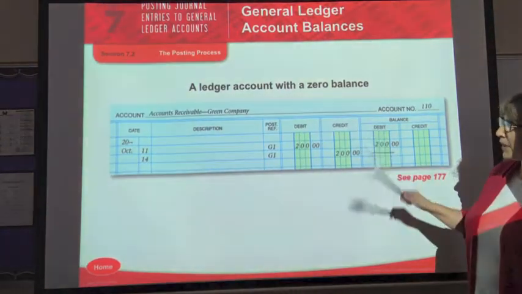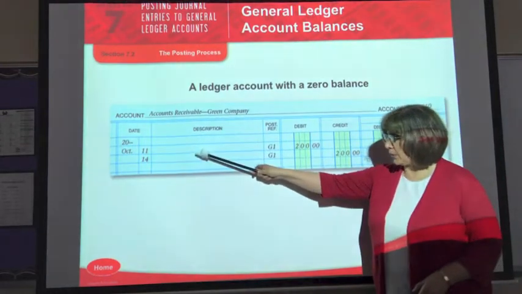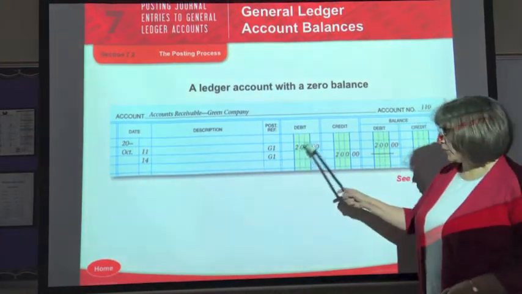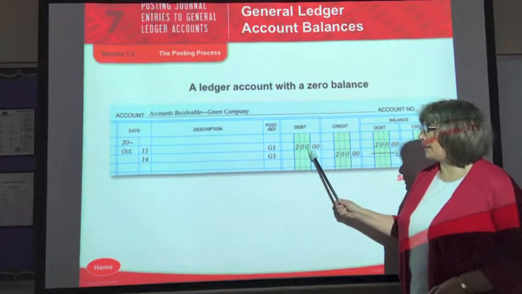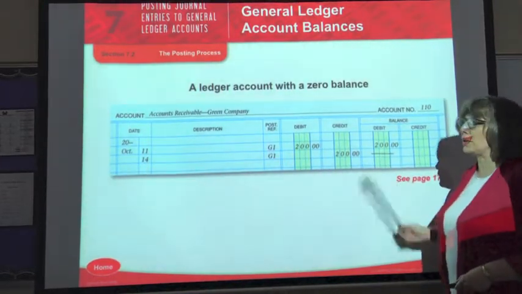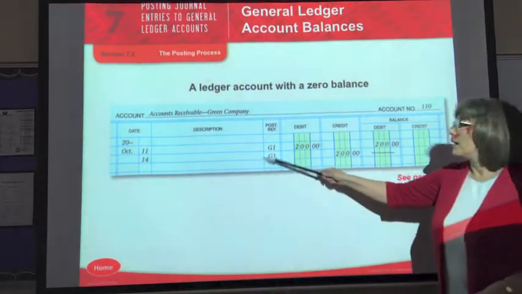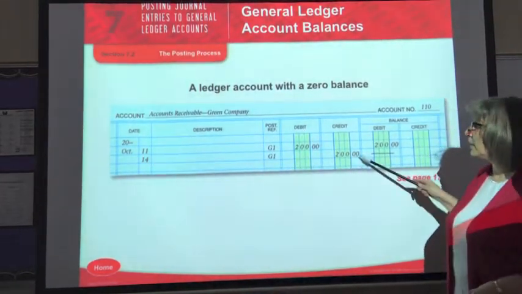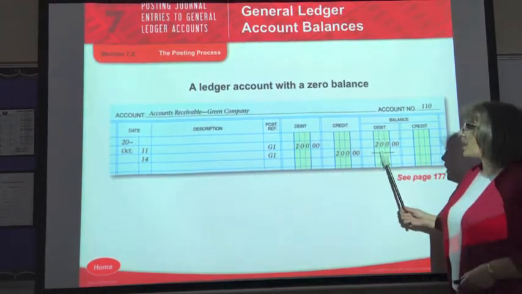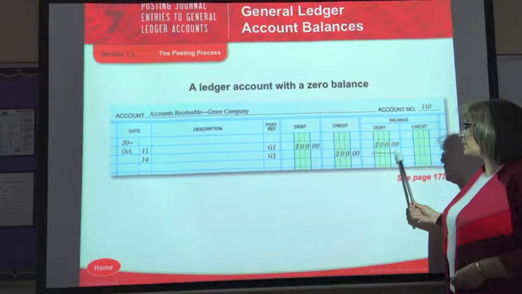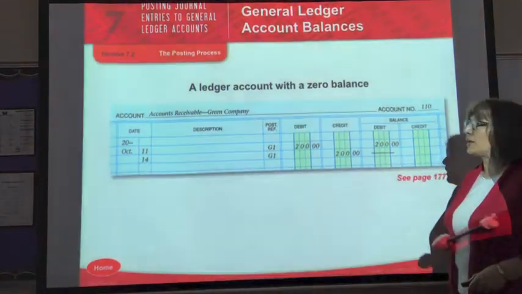Here's an example of a ledger account with a zero balance. So in accounts receivable, Green Company must have purchased something for $200, and so we recorded it on the debit side, giving us a balance of $200. But then on the 14th, just 3 days later, G1, we recorded a credit of $200. Our balance is zero. Instead of writing 0, 0, 0, you're going to write just a straight line to indicate that they no longer owe us anything.